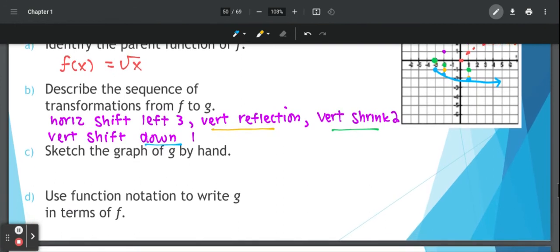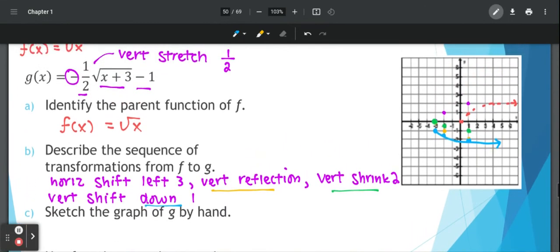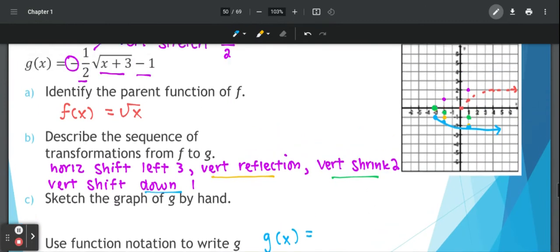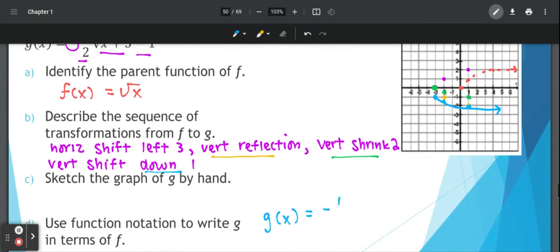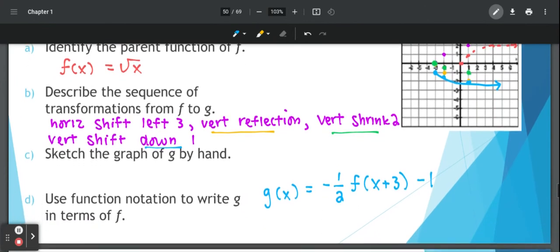And then this last part, use function notation to write g in terms of f. So if f of x is the square root of x, using function notation we would say that g of x equals -1/2 times our f of x, but remember our x had plus 3, and then we would have -1. So if we were changing it back into function notation, that's what it would look like.